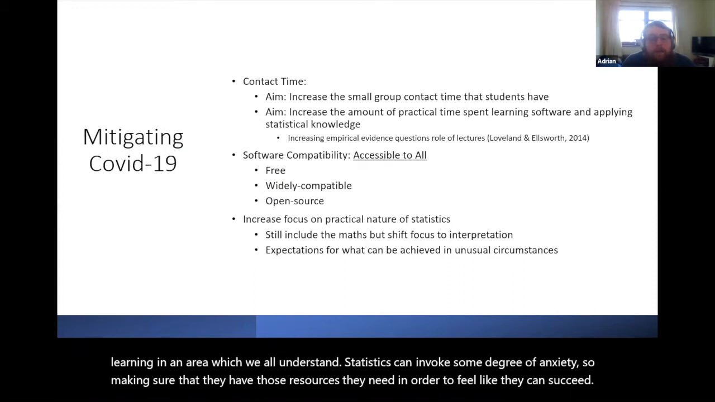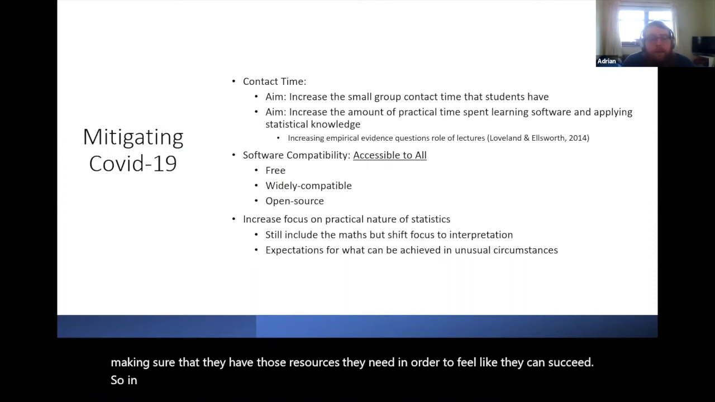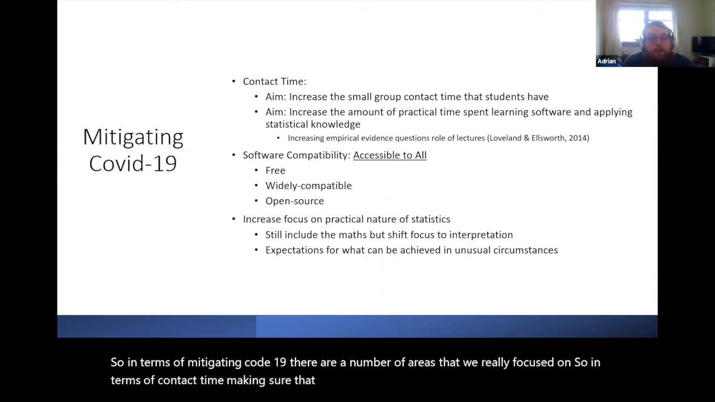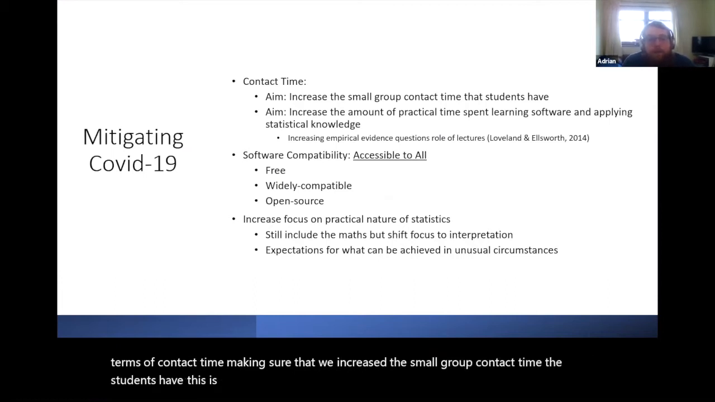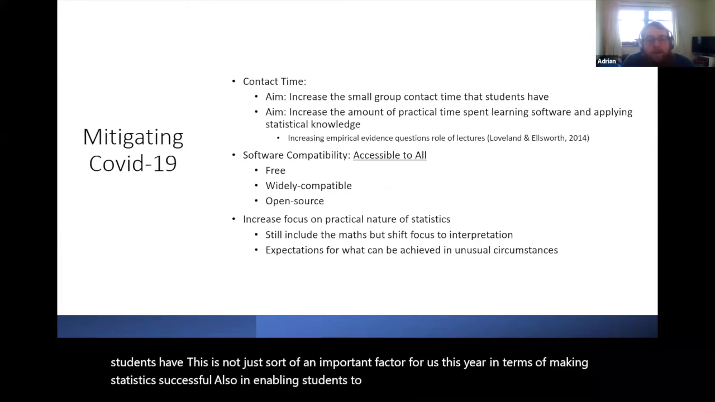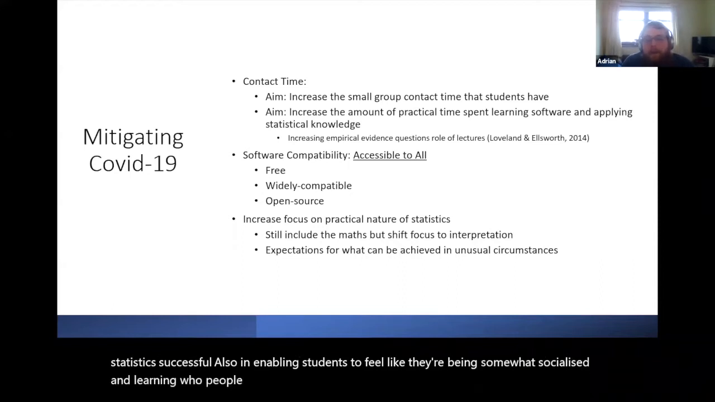So in terms of mitigating COVID-19, there are a number of areas that we really focused on. So in terms of contact time, making sure that we increase the small group contact time that students have. This is not just an important factor for us this year in terms of making statistics successful, but also in enabling students to feel like they're being somewhat socialized in and learning who people are and potentially making links during a really unusual time.